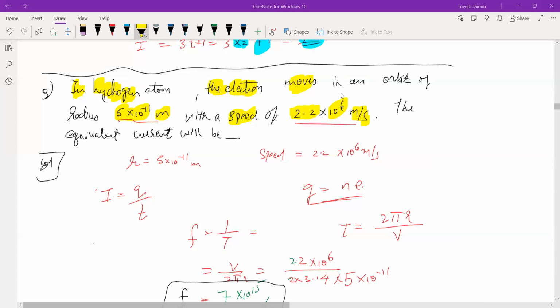Okay, so what is given here? Speed is given, 2.2 into the power 6. Now the radius is given, 5 into the power minus 11. Now for this one, what do we have? If you remember, speed equals distance by time. So this is your speed. Now it is moving in a circle of this radius, so the distance is in the circle. So time equals distance by speed.